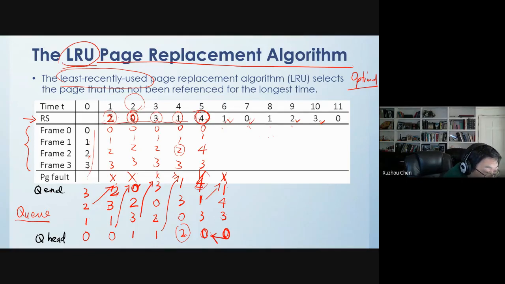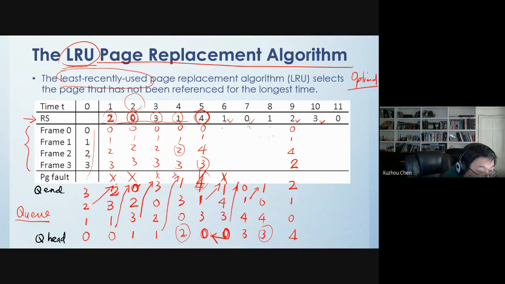Now 0 is referenced, so we're going to push 0 at the back: 3, 4, 1, 0. Okay, 1 is referenced, so we push 1 to the back: 4, 3, 0, 1. Okay. Now 2 is referenced. That means 2 is not in the memory, so we're going to replace 3. So 2 will be placed here, and the rest are 0, 1, 4, then push everything forward and put 2 at the back.